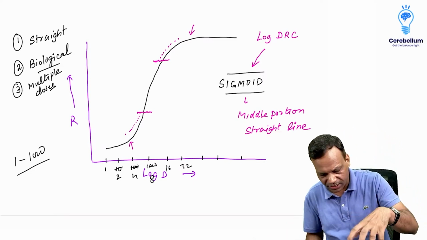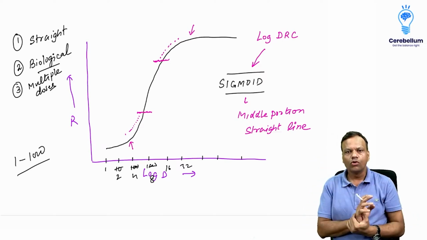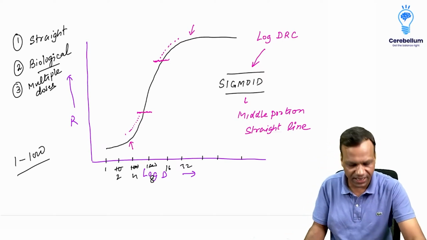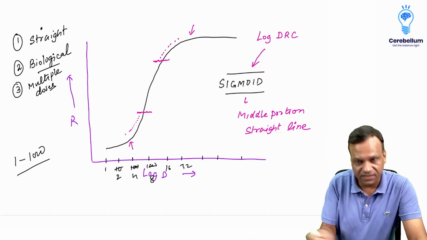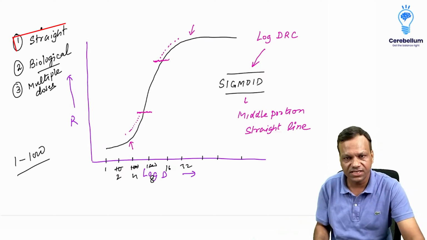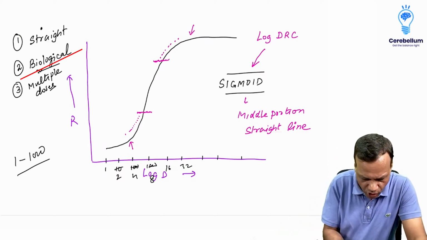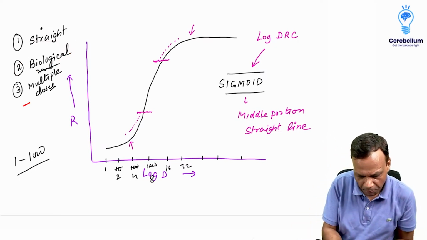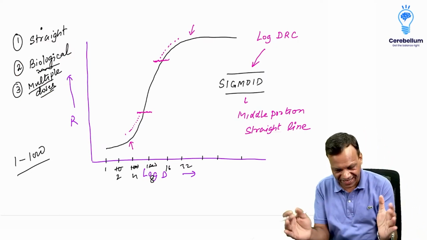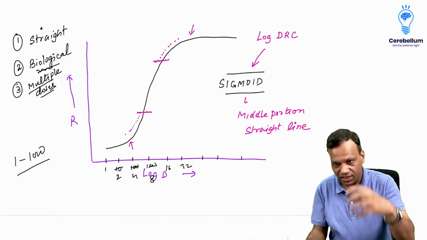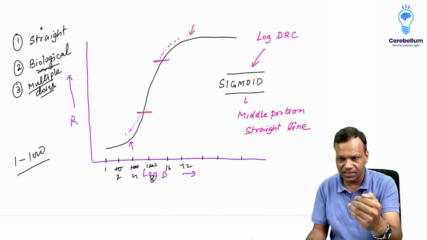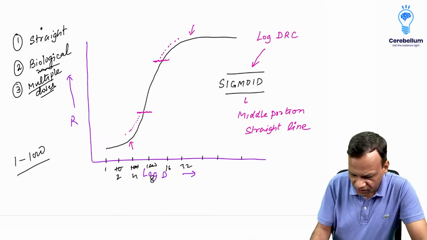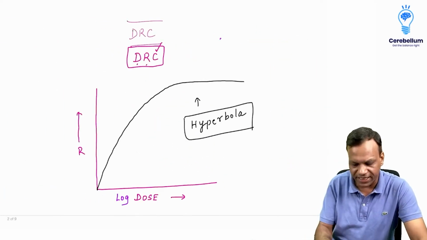Okay, so three important reasons why we do log DRC. We do not plot a normal DRC without logarithmic DRC. Number one, it gives us a sigmoid curve, the middle portion of which is a straight line. Number two, natural biological responses occur in the logarithmic form. And number three, multiple doses we can plot in lesser space. Okay, you understand now why we use log DRC? We do not use a standard DRC. Yeah, so we always use log DRC. We do not use a DRC anymore.